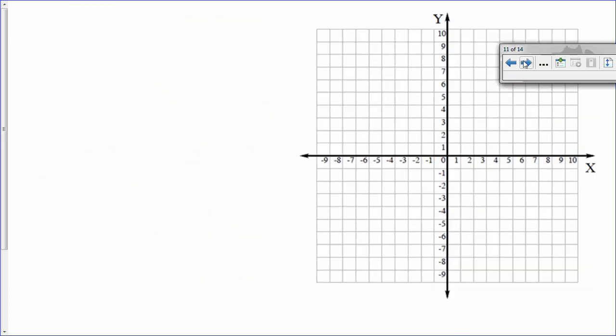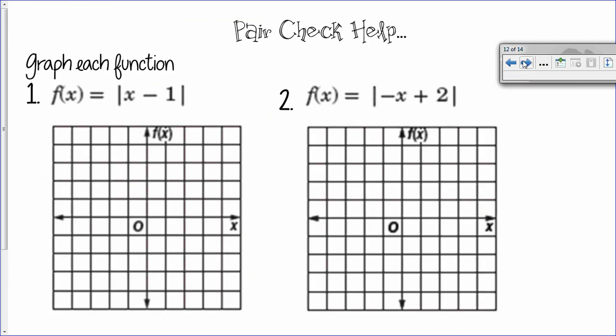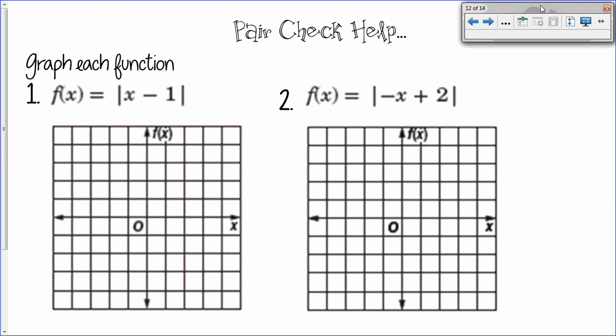Okay, let's go to pair check. First two problems on the front. What's in front of the X? Okay, so what can I use? Can I use translation or do I use a double T table? Use translation, it's going to go faster, isn't it?